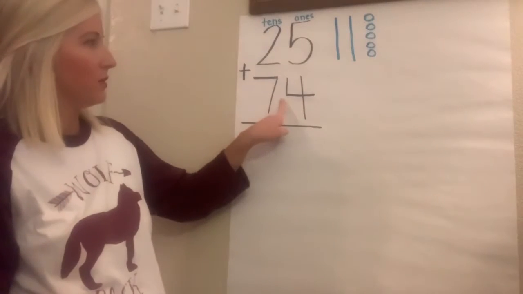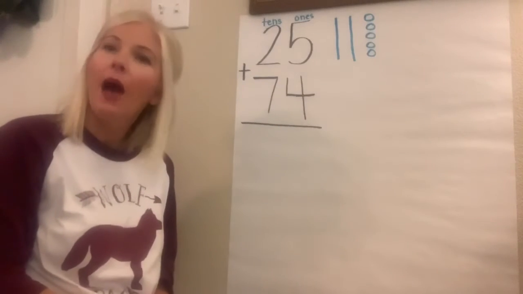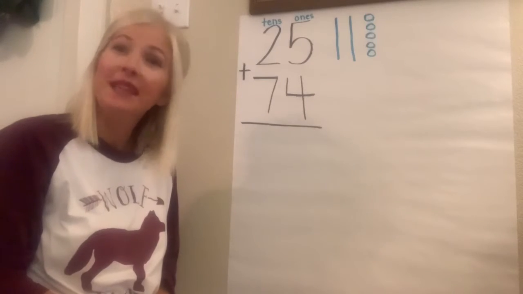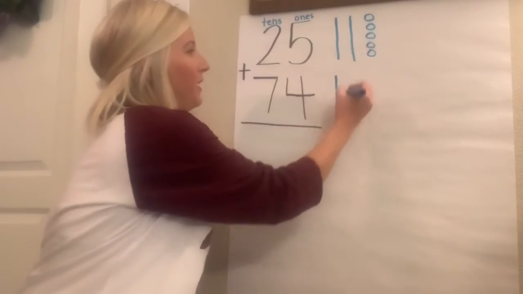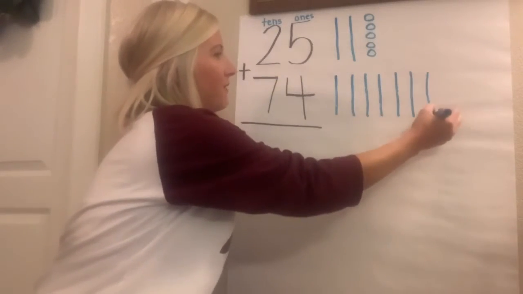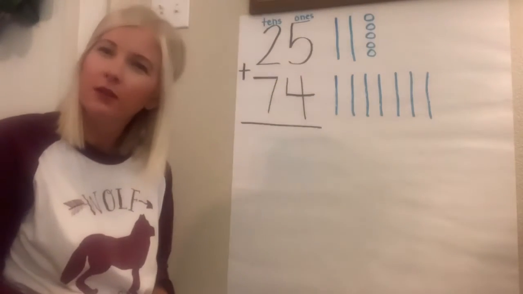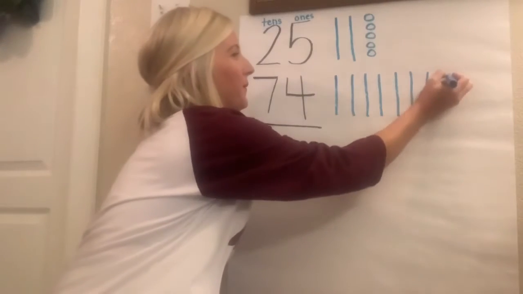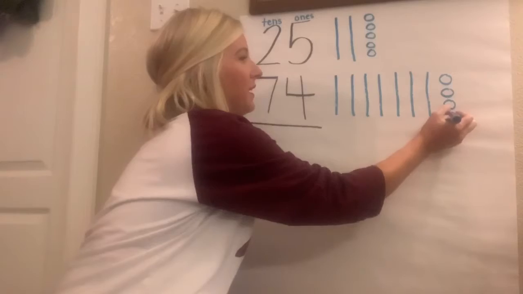Now let's look at the number 74. How many 10s are in the number 74? 7. Very good. 1, 2, 3, 4, 5, 6, 7. How many 1s are in 74? Very good. 4. 1, 2, 3, 4.